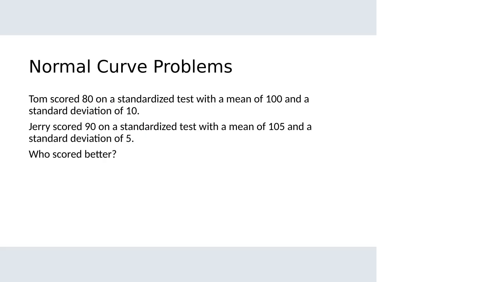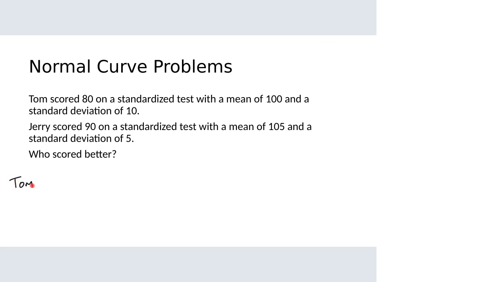Excellent. All right, here's another. Tom scored 80 on a standardized test that had a mean of 100 and a standard deviation of 10. Jerry scored 90 on a standardized test with a mean of 105 and a standard deviation of 5. Who scored better? Your instinct here might be, well, Tom scored 80 and Jerry scored 90, so Jerry did better. But there's certainly more to it than that. One of them may have been taking a much harder test. And so these scores and means and standard deviations are how we're going to figure out who scored better.